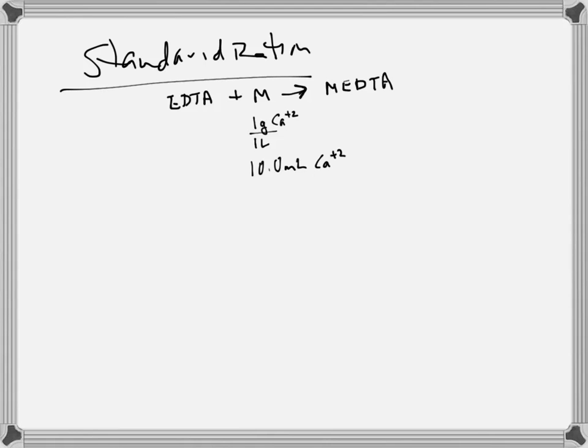So we could start off with 10.0 milliliters of calcium ion. Our conversion, we've got 1 liter of calcium ion is 1 gram of calcium ion. What's the problem here? We've got our volume set up where they could potentially interact and cancel, except the units aren't perfect, so what do we need to do?